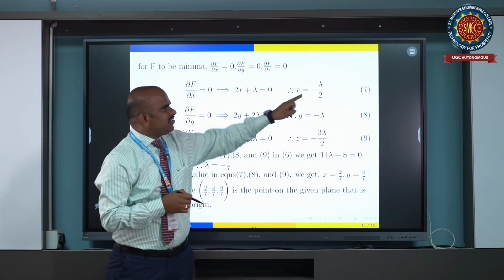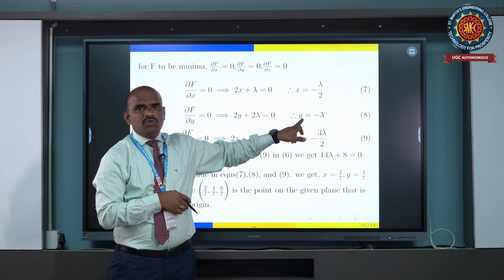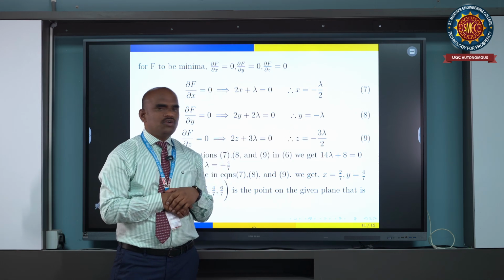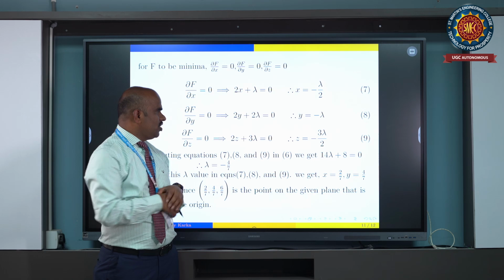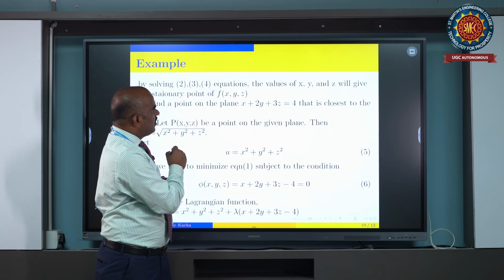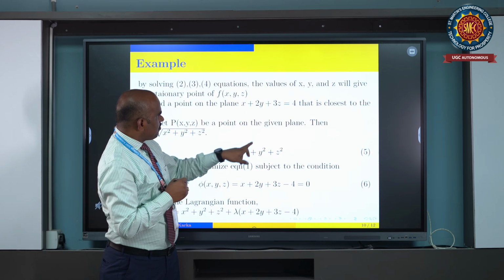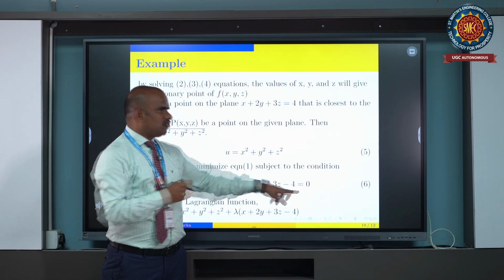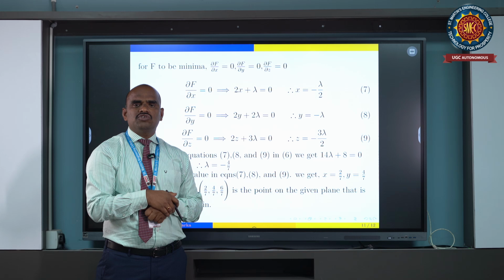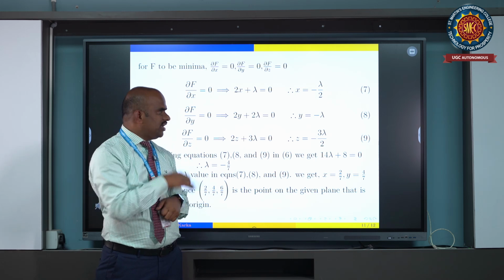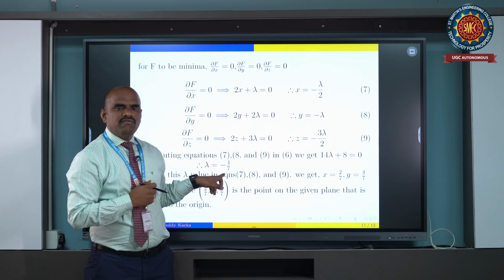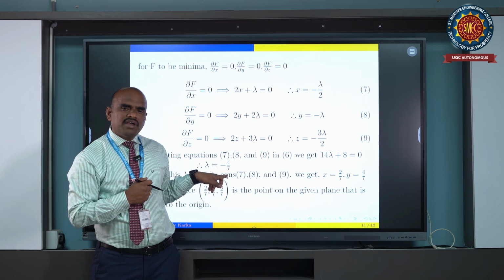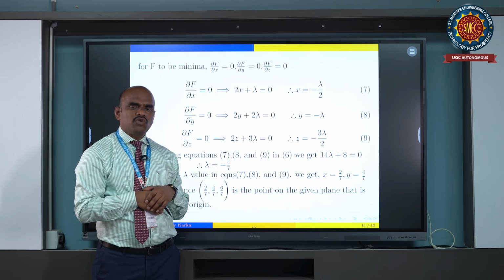See here, x is equal to lambda by 2, y is equal to minus lambda and z is equal to minus 3 lambda by 2. What is equation 1 here? Equation 1 is the plane x plus 2y plus 3z minus 4 equal to 0. In this equation, we have to substitute the x, y, z values in terms of lambda. From that, we will get the lambda value as minus 4 by 7.